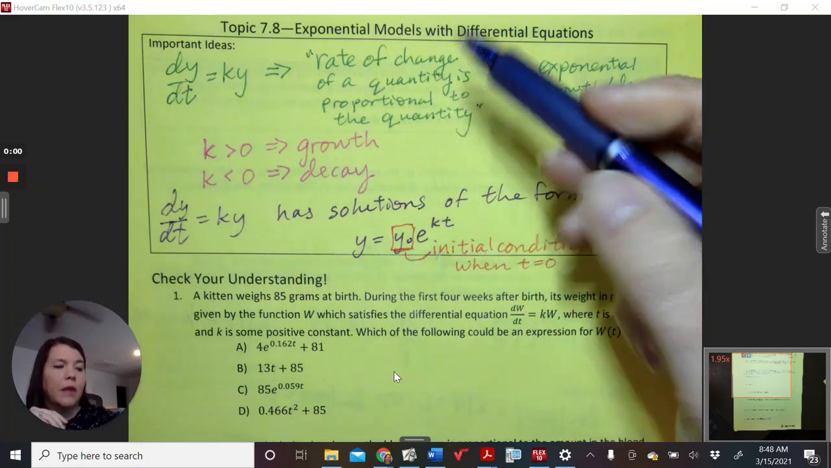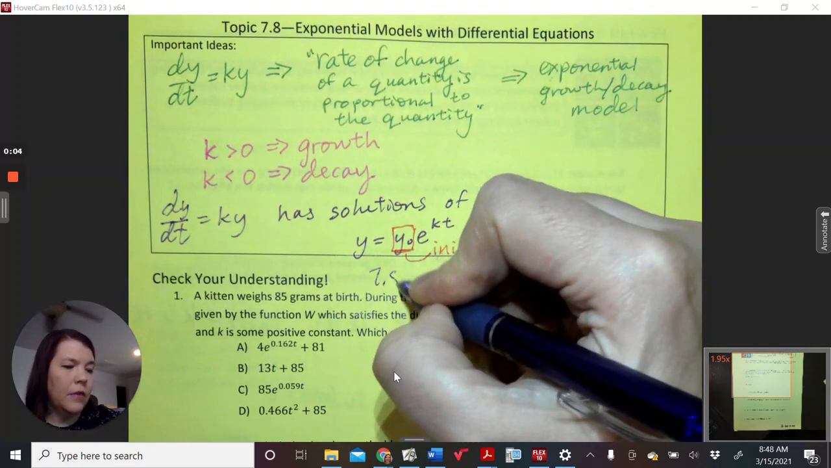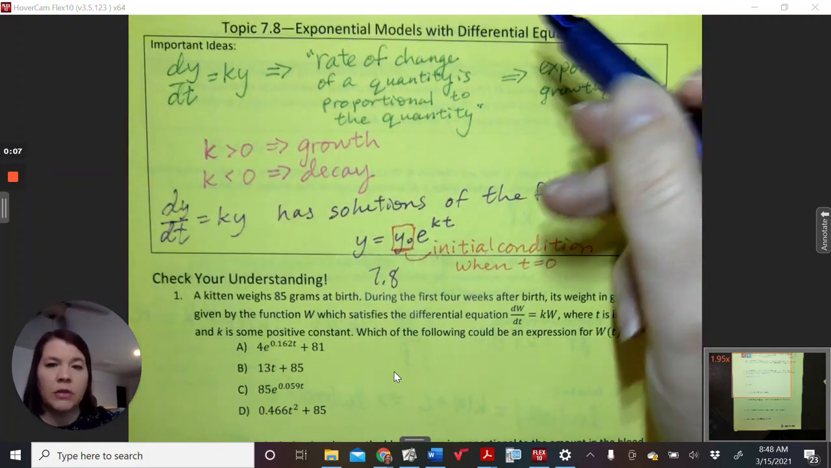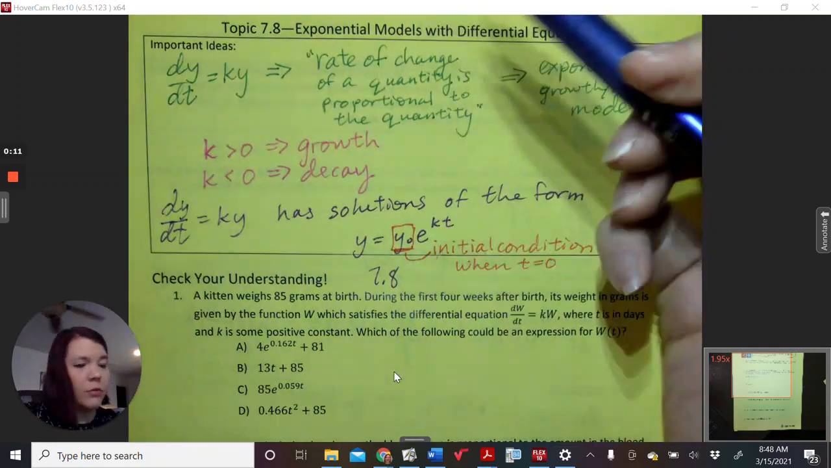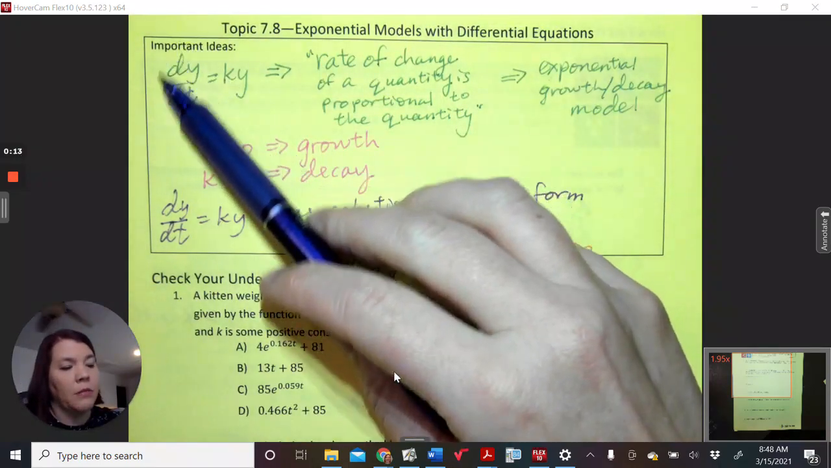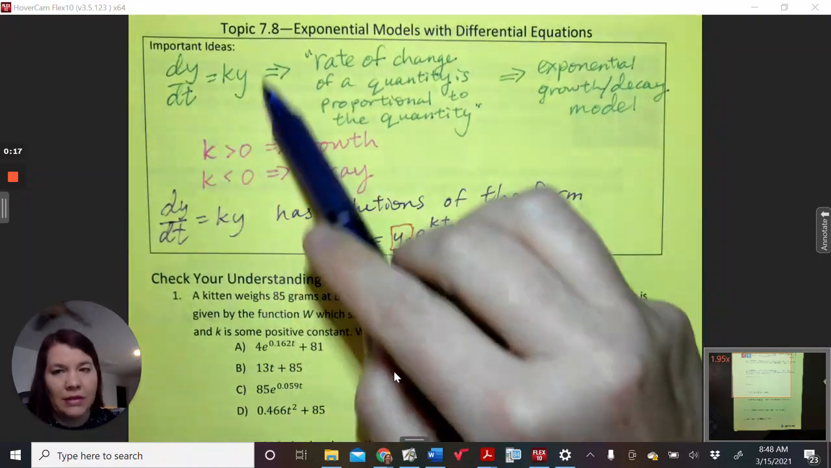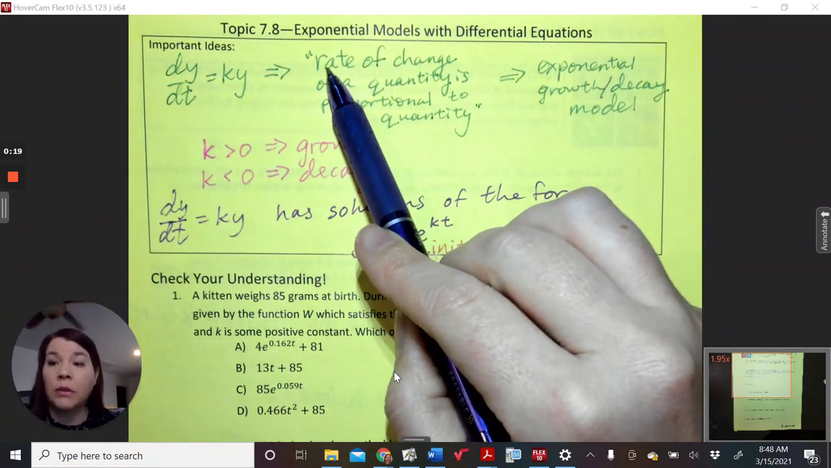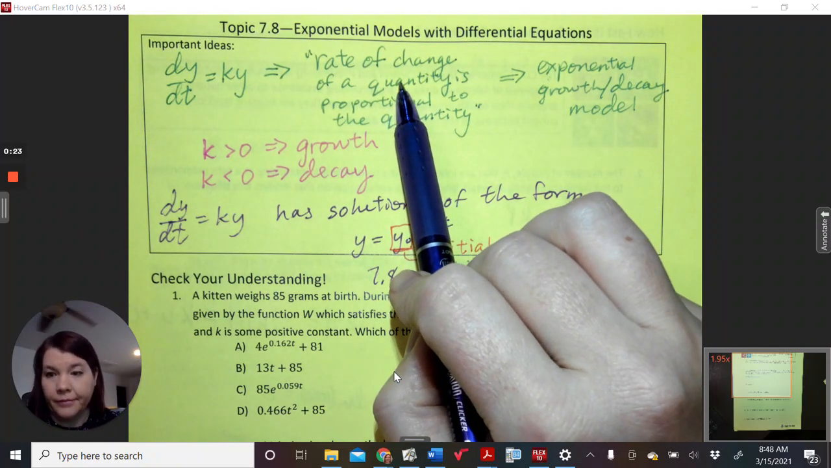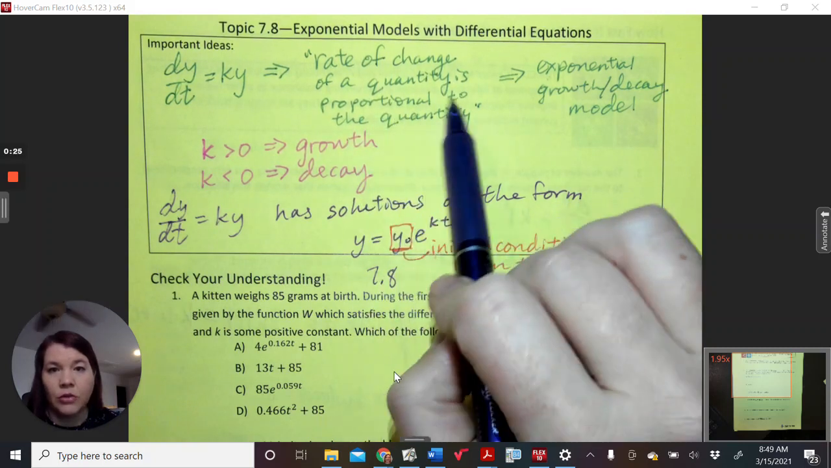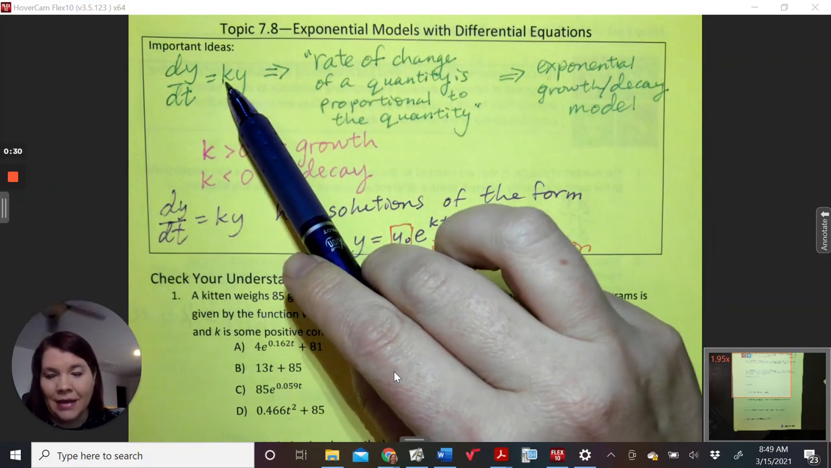All right, so this is a check your understanding for topic 7-8, which is exponential models with differential equations. Just in case you've forgotten this, or it's been a while since you looked, remember, the important idea is dy/dt equals ky. When this comes up, it's because we were told in the word story problem that the rate of change of a quantity, whatever this word changes, is proportional to the quantity. So the rate of change is proportional to the quantity, and k is the constant of proportionality.